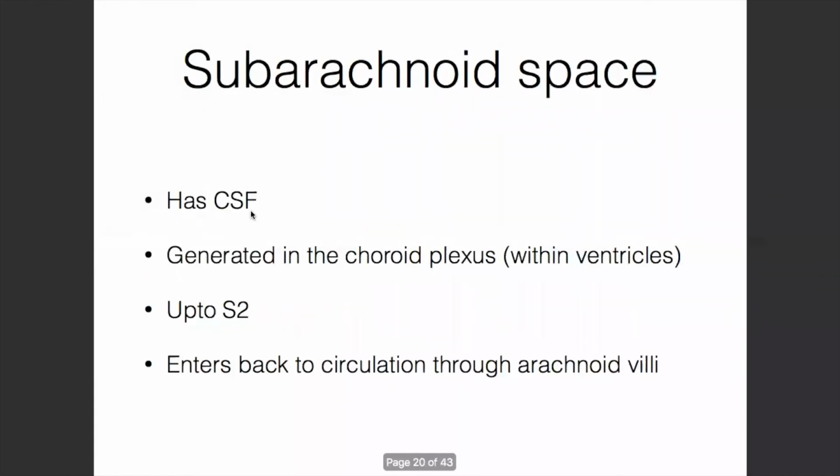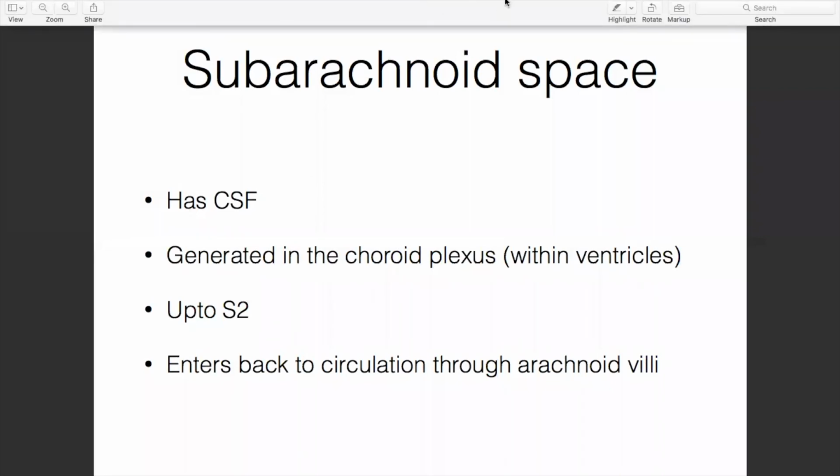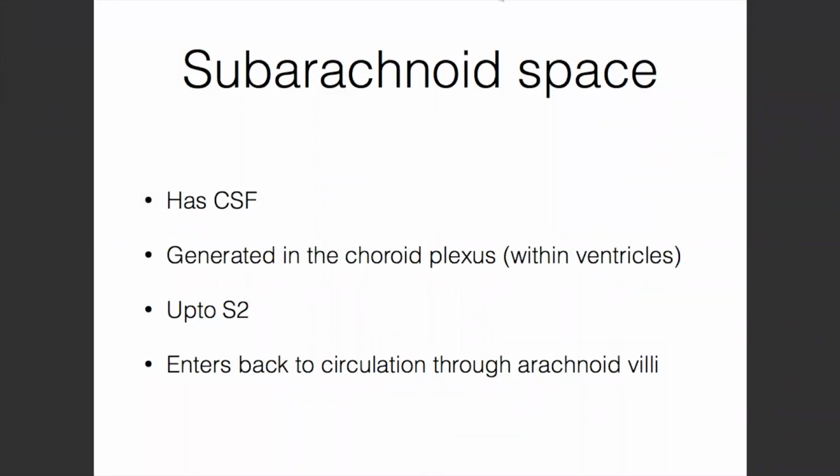So last thing we discussed was the subarachnoid space. We said it has CSF, and the CSF is generated in the choroid plexus, and it's found up to the level of S2, and then it enters back into the circulation through the arachnoid villi. Important thing to know is the spinal cord ends at L1, but the subarachnoid space ends at S2.